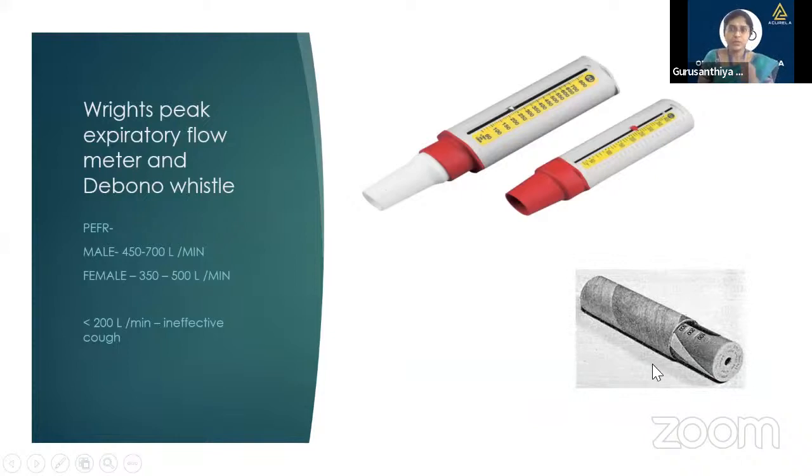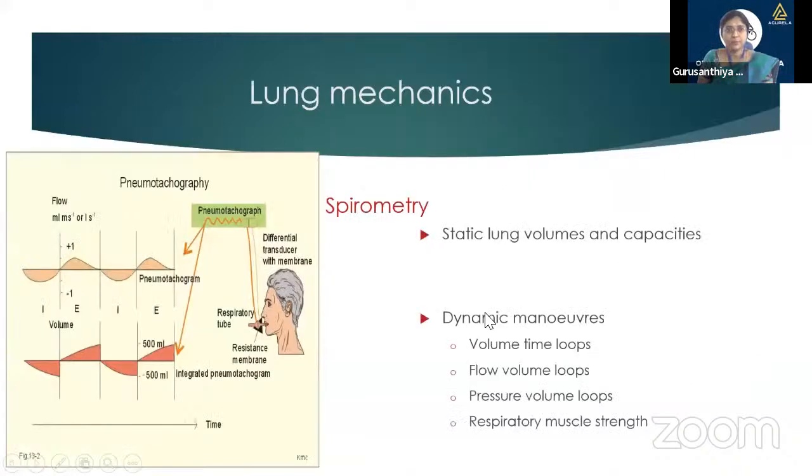You are going to blow into the Debenhams whistle until there is no whistle sound heard. The last value at which the whistle sound is heard is the peak expiratory flow rate. So as of now, we have seen only the bedside pulmonary tests, which are assessments for vital capacity and dynamic function, and others like ABG, pulse oximetry, and respiratory rate.